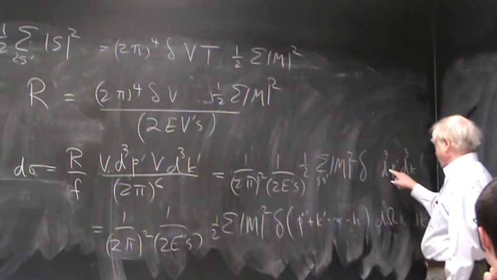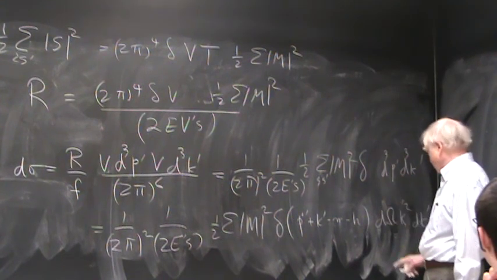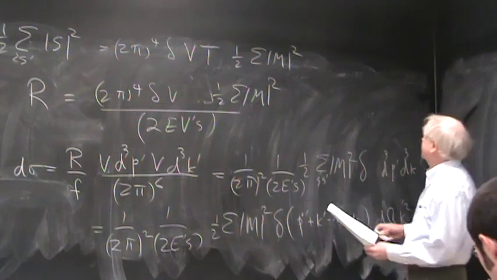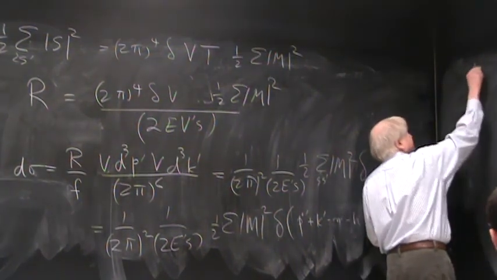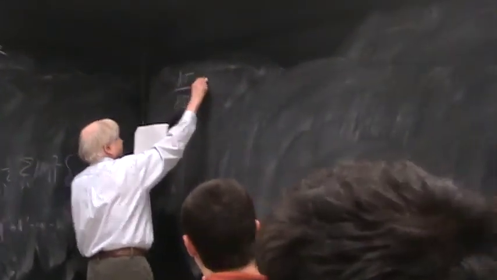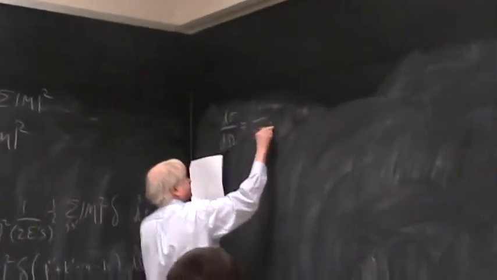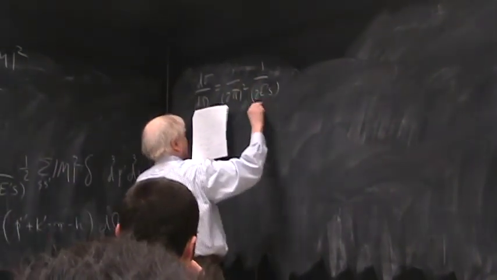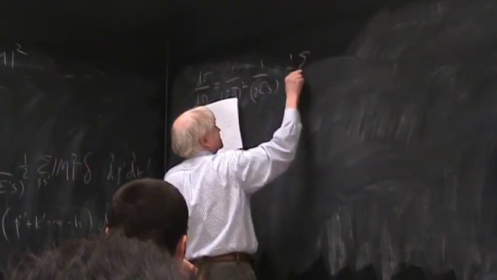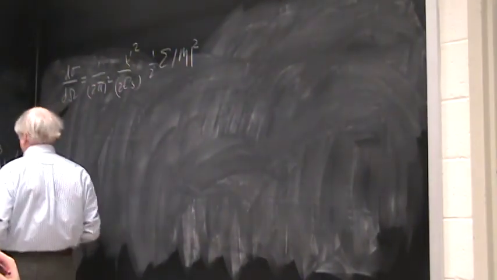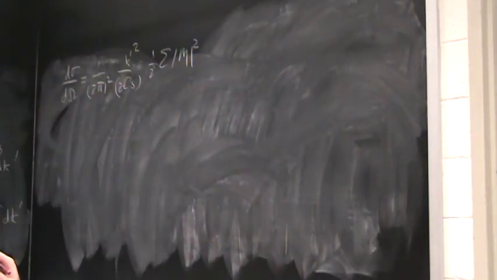P0 prime came out of that. P0 prime has been fixed also. Anyway, the result is that d sigma d omega then is 1 over 2 pi squared, 1 over 2 e, a half some m squared, and then k prime squared. All right, so much for that.